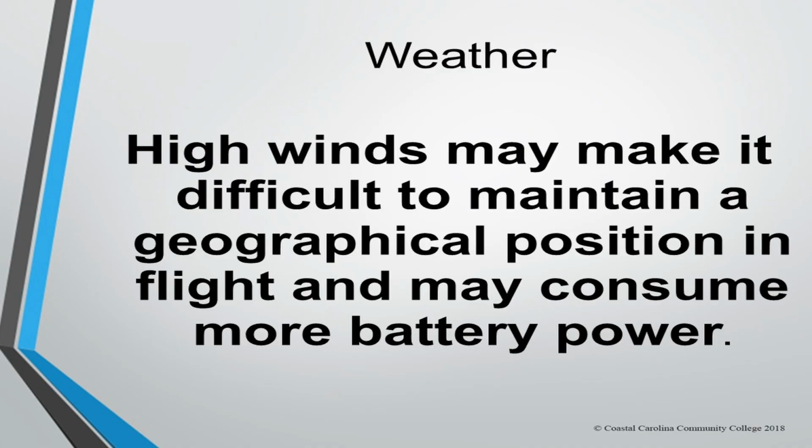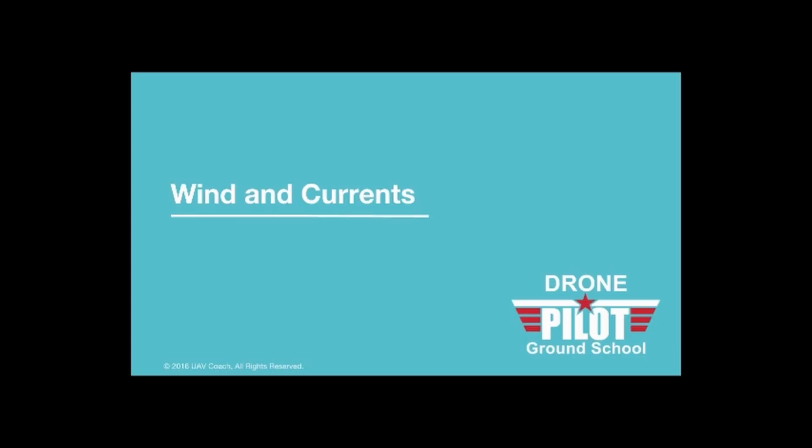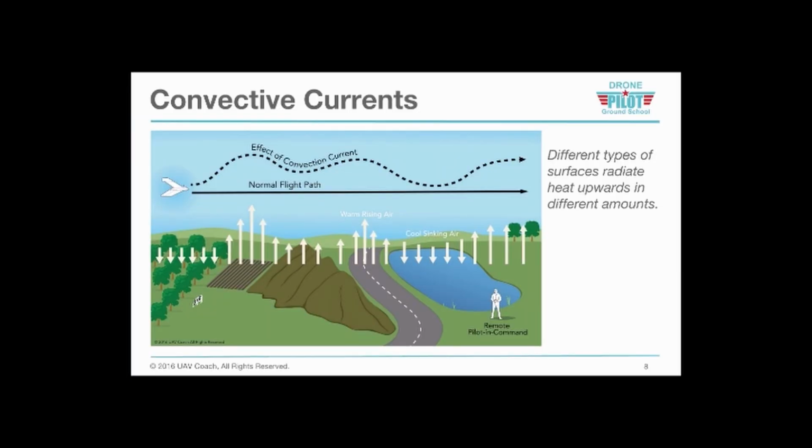So high winds make it difficult to maintain a geographic position in flight and may consume more battery power. The friction of the wind blowing along the surface of the Earth actually changes its direction from, say, about 2,000 feet above ground level. Local conditions, buildings, and other man-made structures, geological features, and other anomalies can change the wind direction and speed close to the Earth's surface as well. And that's where I want to focus.